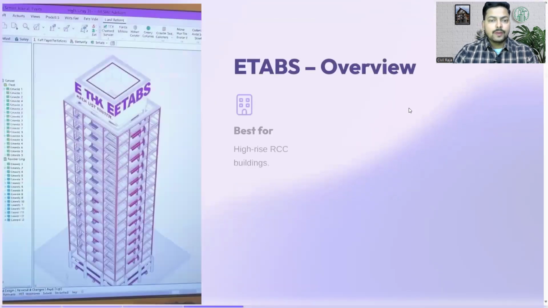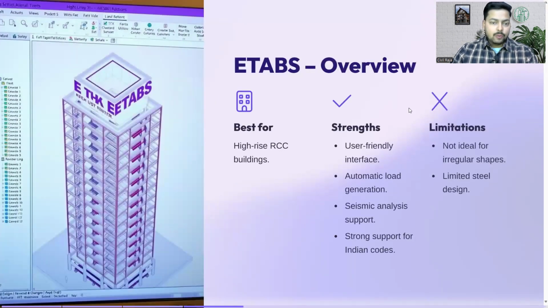Now we will go for Etabs. Now, Etabs is best for high-rise RCC buildings. Okay, so if you are going for simple buildings like G+4, G+5, then STAAD Pro is good. But if you are going for an RCC building that is having multi-stories like G+10, G+15, then Etabs is the best software for you.